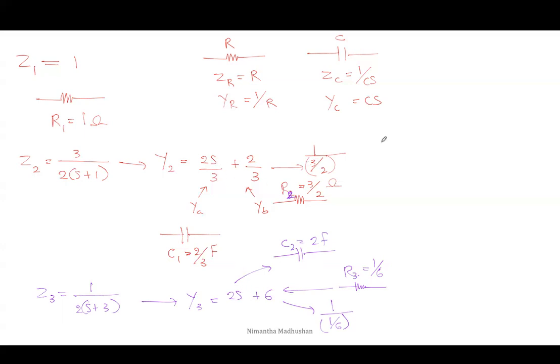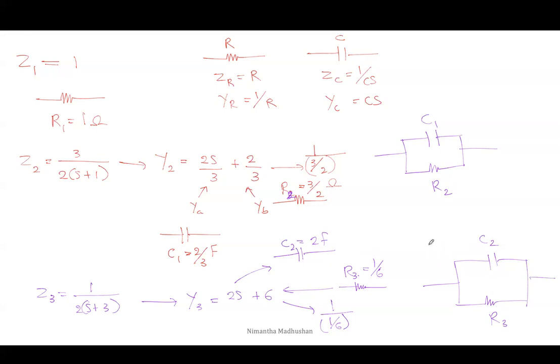And if I consider Z2, these two elements can be represented as parallel connected elements C1 and R2. Same as Z2, Z3 also has parallel connected elements C2 and R3.